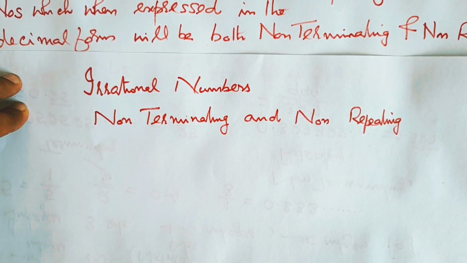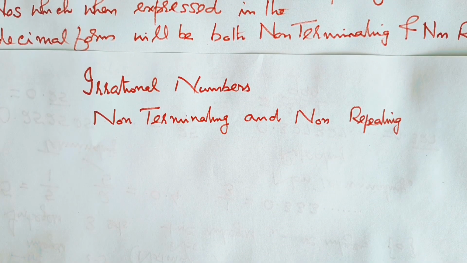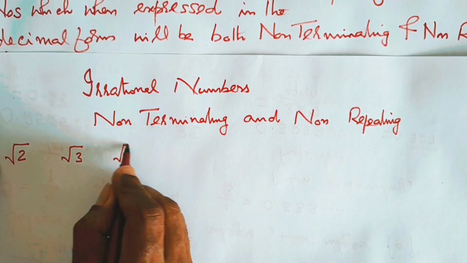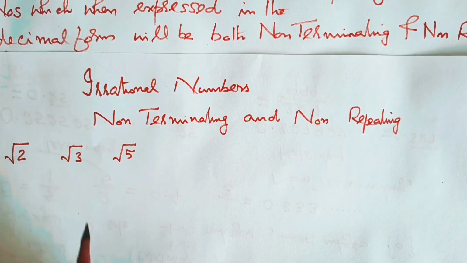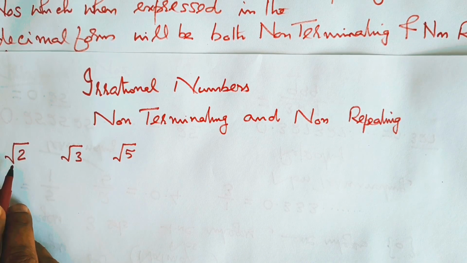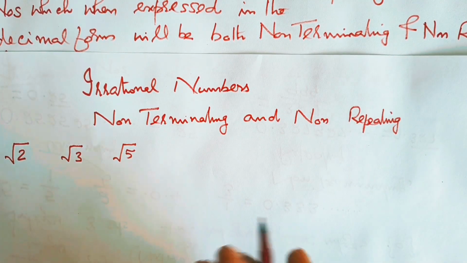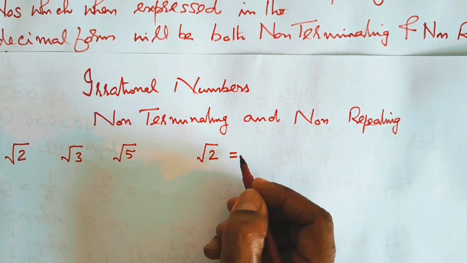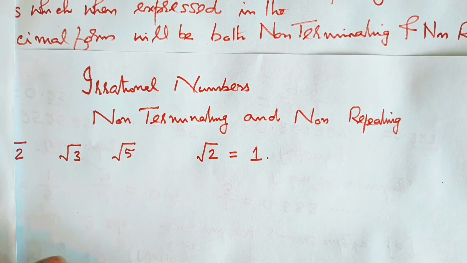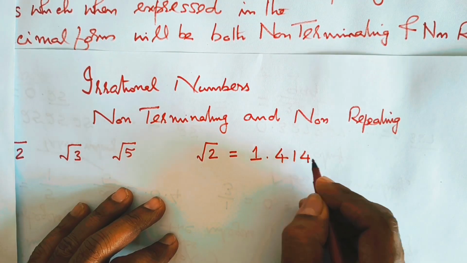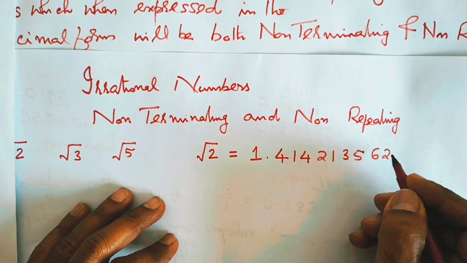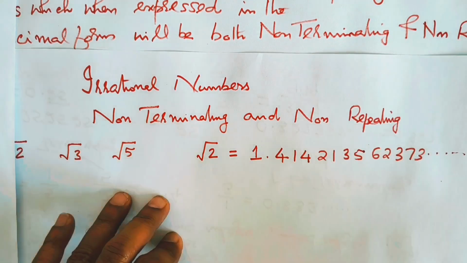I'll give you a few examples for these kinds of numbers, which will help you get a better understanding. See, you might have seen numbers like square root of 2, square root of 3, or even square root of 5. All these numbers are irrational numbers because of their decimal form. Just find out the square root of 2, just put it in your calculator. You will get the number as 1.414213562373. It will go on like this.